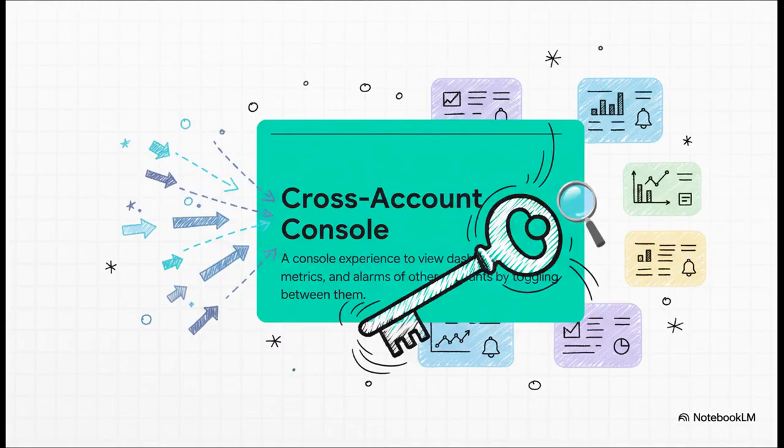Next up, we've got the cross-account console. Now, this one's a little different. If the first tool was your mission control, think of this one more like a master key. Instead of bringing all the data to you, it takes you to the data. From one central account, you can instantly pivot into the console of any of your other accounts and see their dashboards and alarms just like you were logged in directly. It's all about access, not aggregation.